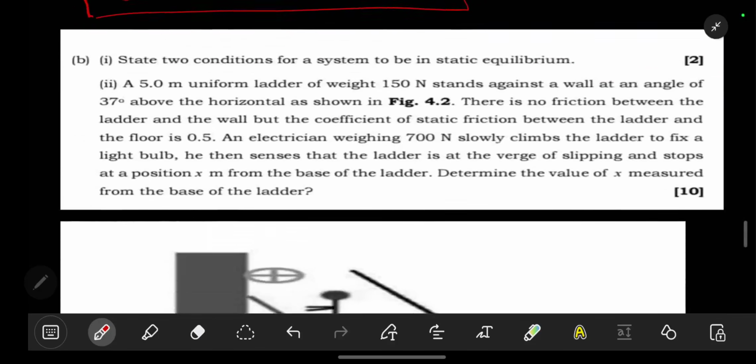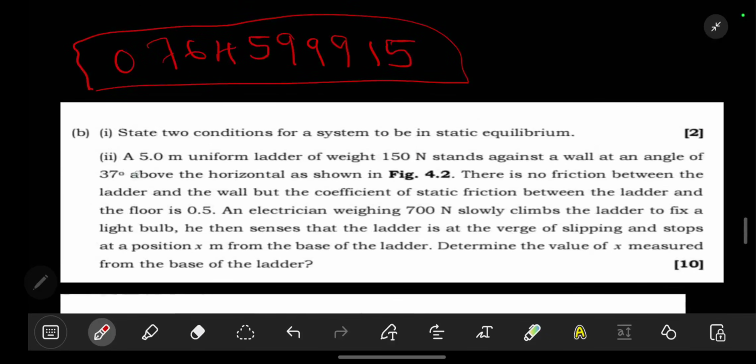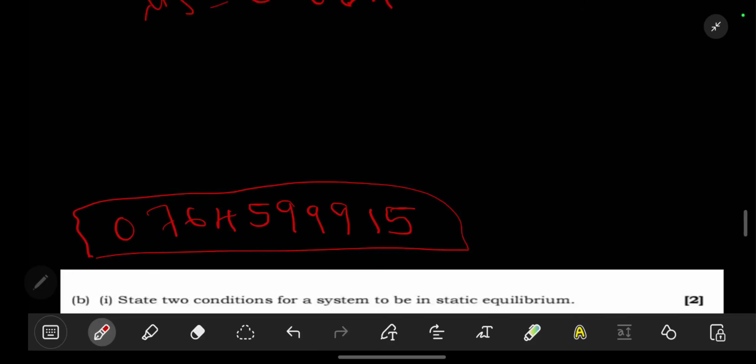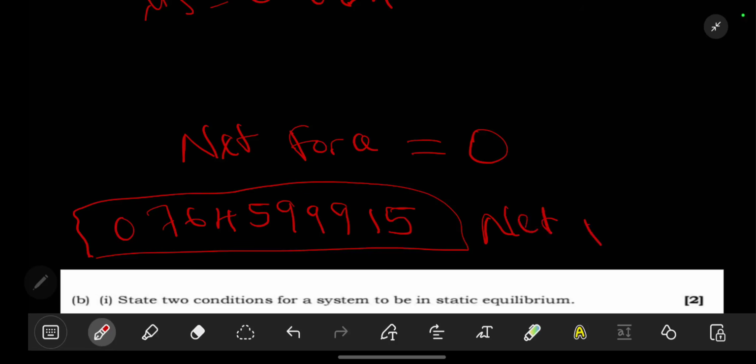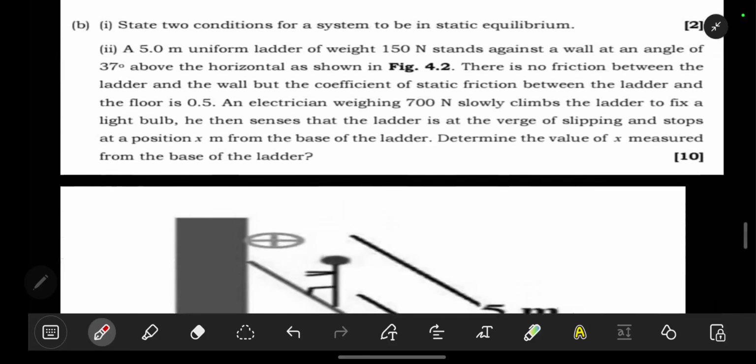Now, looking at this other one, it states the conditions for the system to be in static equilibrium. We have already talked about this. So this is the summary: the net force should be equal to 0. That is the first condition. Then we also have the net torque, which should also be equal to 0. Net simply means the sum, so the sum of the forces should be equal to 0, and the sum of the torques should be equal to 0.